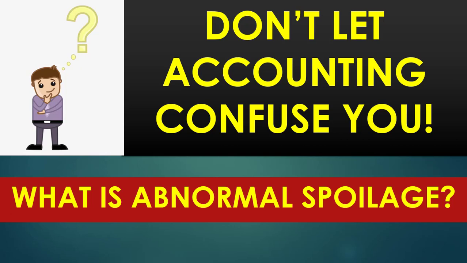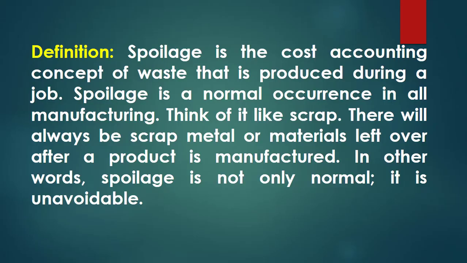So today's topic is what is abnormal spoilage. If we see the definition, we can say spoilage is the cost accounting concept of waste that is produced during a job. Spoilage is a normal occurrence in all manufacturing. Think of it like a scrap. There will always be scrap metal or materials left over after a product is manufactured. In other words, spoilage is not only normal, it is unavoidable.